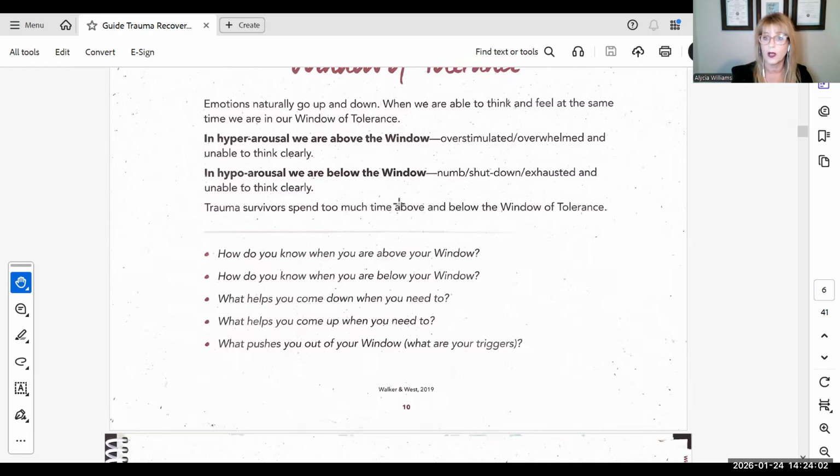I need to go for a walk. I need to put on a headset. I need to eat. Think about that. What helps you come down when you're out of your window of tolerance above the line? What helps you come up when you need to get off the couch or go brush your teeth? Maybe you can put on a happy song. Maybe you can have motivation that you're going to meet a friend for lunch. What do you do to help you come up?